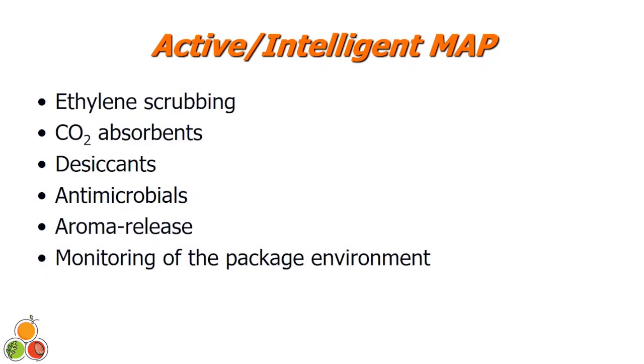And then there's a lot of other things that can go into a system, making it active MAP or intelligent MAP, and that's Jeff Brandenburg's business. I'll let him get into all of these: ethylene scrubbing, CO2 absorbent, desiccants, antimicrobials, aroma release, monitoring of the package environment while it's going through the distribution system. All of those are things that have been created and may be available, may be used to more or less extent.